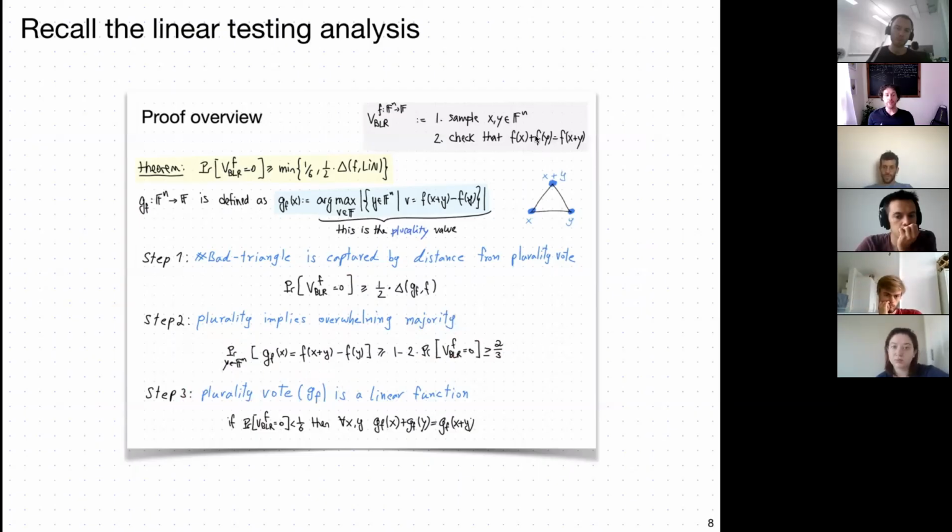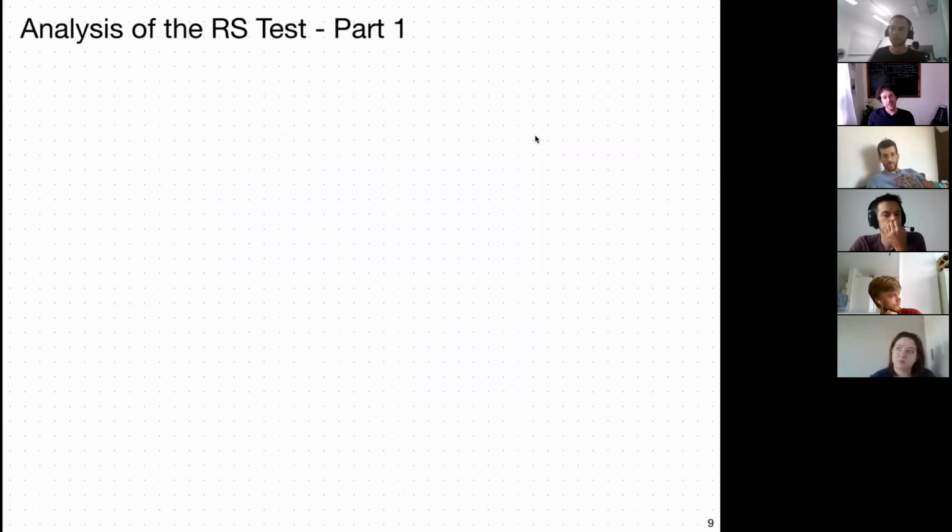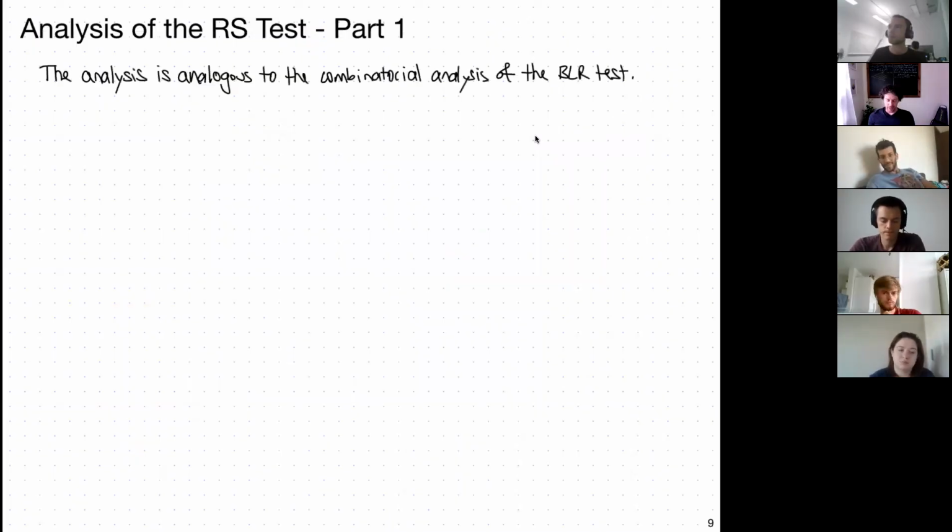So now we have something analogous to this. We'll say the number of violations of these new constraints that we've seen captures the distance from the plurality vote. We'll show that the plurality vote implies overwhelming majority with respect to this constraint. And finally, we'll show that the plurality vote in our setting would be a low-degree polynomial. So we're really following the same design pattern of the proof. Okay, so let's do it. 3 parts for 3 claims.